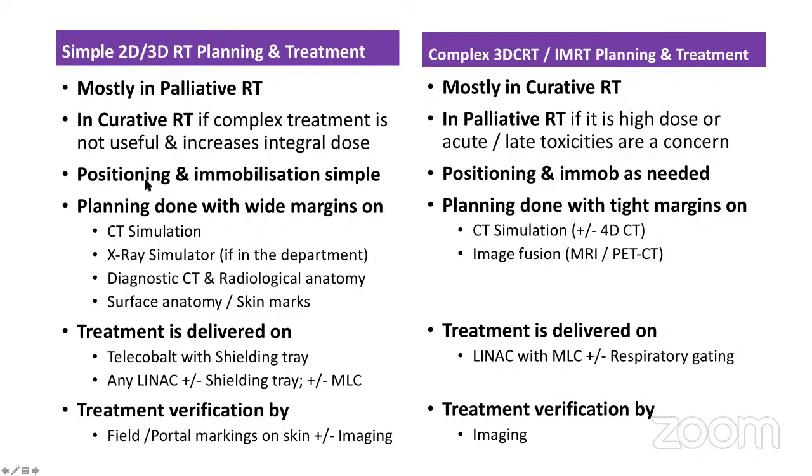In 2D and 3D planning, you keep positioning and immobilization simple. Most of the time you are able to do that. Planning is done with wider margins on either a CT simulation, or if in your department you have an X-ray simulator, it's very useful. Then diagnostic CT and radiological anatomy could also be used if you don't have an X-ray simulator, or it is not possible to do it for that patient. And of course, surface anatomy and skin marks.